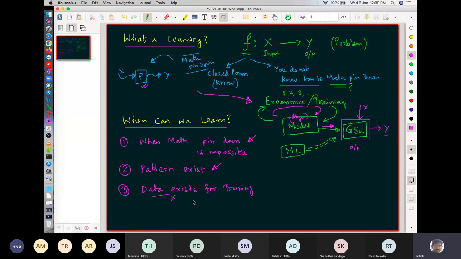So if any company comes up and tells you, I will give you $1 million, first you have to build a model which can learn for certain to do some task. First you ask, how much data do you have? If you don't have data, forget about learning. So this is a very interesting observation, that these three are the positions where we need to learn things.